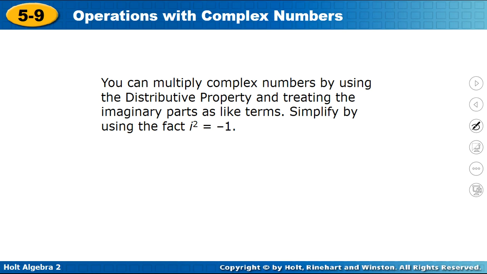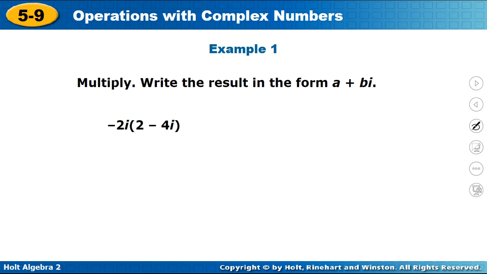So you can multiply complex numbers by using the distributive property and treating the imaginary parts as like terms. Simplify by using the fact i squared equals -1. So I guess we're going to be multiplying first. I maybe missed that up in my order earlier, but let's multiply these. It's kind of like multiplying anything else. You're going to distribute. In this case, we have -2i, and we're multiplying -2i to 2 and to -4.